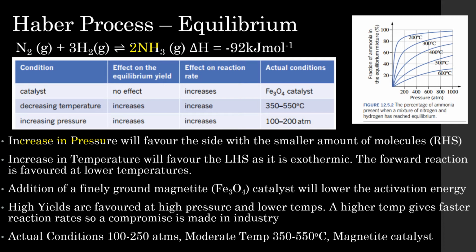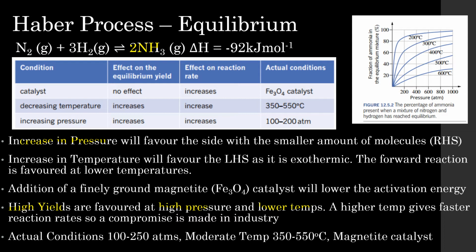You can use a catalyst such as finely ground magnetite, so Fe3O4. That, of course, will lower the activation energy, which will increase the reaction rate, but will not have an effect on the equilibrium position. Now, high yields are favoured at high pressure and lower temperatures. So the yield is high at high pressure and lower temperatures. A higher temperature gives faster reaction rates, though, so a compromise is made in industry. So if you're going to increase the temperature, you will actually increase the reaction rate.